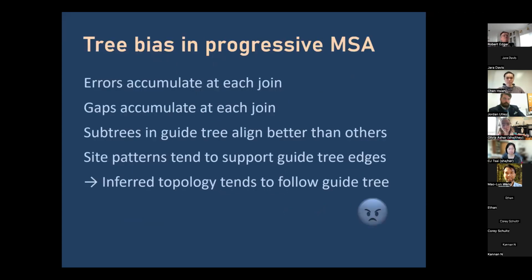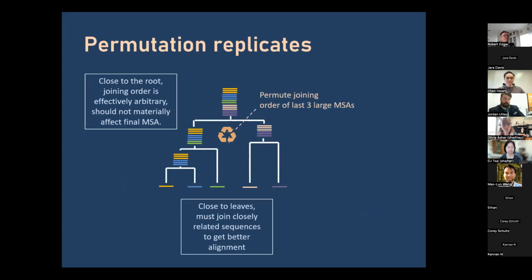So this is what I just said. Muscle 5 does something else. It doesn't just perturb the HMM parameters. It also makes variations in this guide tree. And you have to do this in a rather carefully designed way because you sort of have conflicting goals.